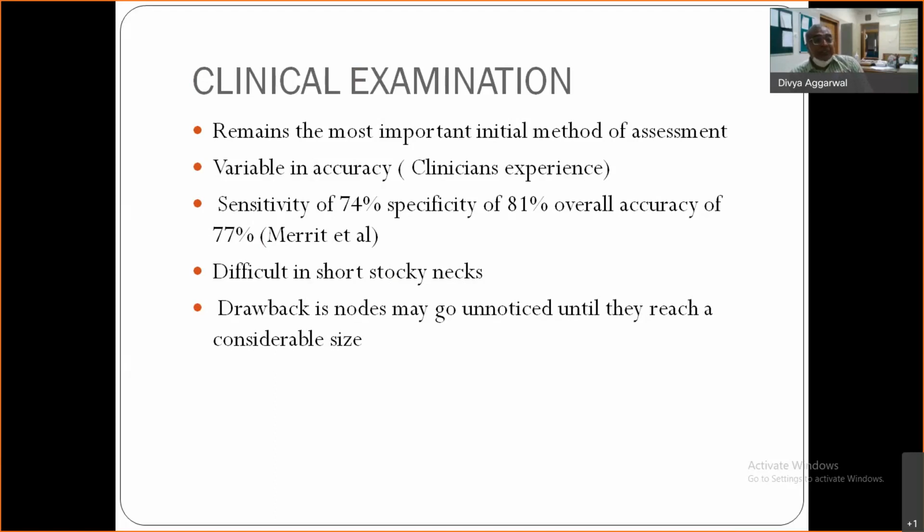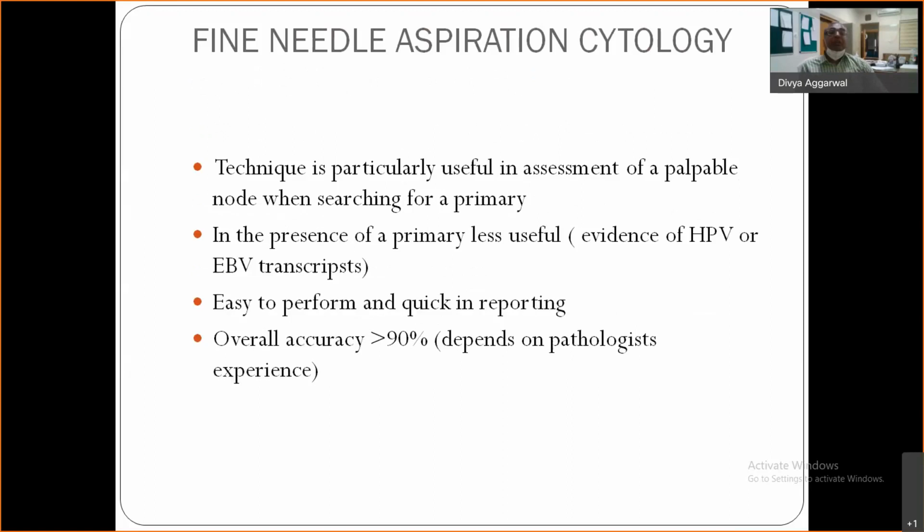Now, examining the neck, as you know, is difficult in short stocky necks. And the drawback in nodes is that nodes may sometimes go unnoticed until they reach a considerable size. So there is a small node, say 1 centimeter, 1.5 centimeter, you may miss it. That's why you see that the accuracy is only 77%. But each one of you should do the clinical examination, your starting point would be the clinical examination. Now, FNAC.